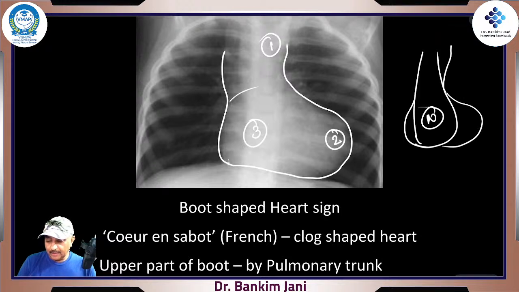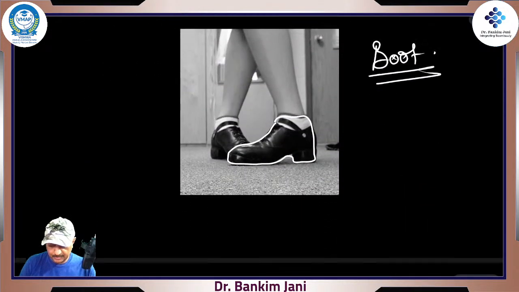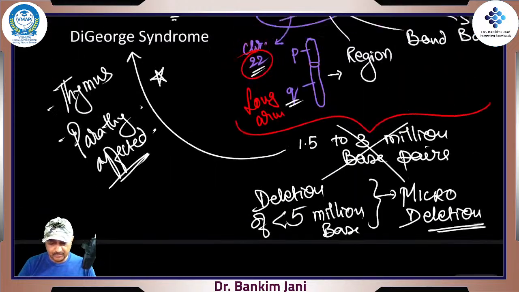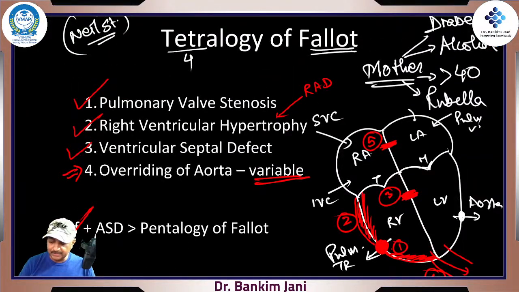Why should all these things occur? To see this properly, we need to understand what is happening in all those four cases. Pulmonary valve stenosis is self-explanatory: the pulmonary valve is stenosed. Right ventricular hypertrophy, yes, because wherever there is stenosis it will lead to back pressure and then the right ventricle would be hypertrophied. Understood. Ventricular septal defect, okay, this is also present.